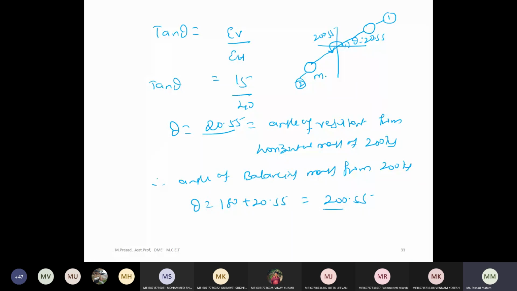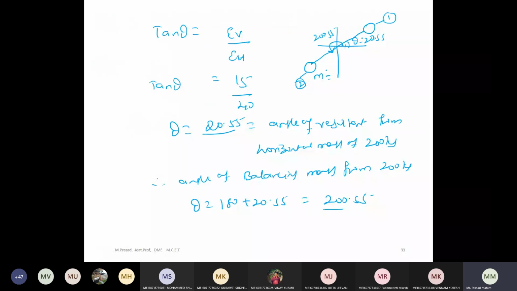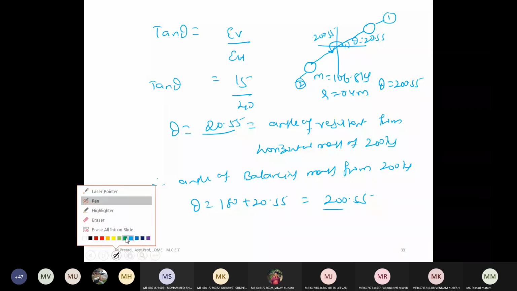This is balancing mass m, which is equal to 115 kg. Sorry, 106 kg. And r is equal to 0.4 meter. Theta equals 200.55 degrees. This is the solution. So with this, I will wind up this kind of problems.